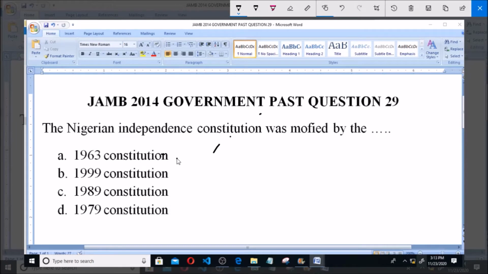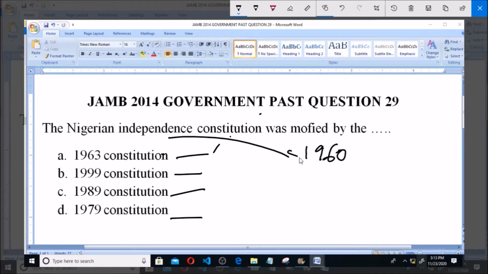Option A is the 1963 constitution, B is the 1999 constitution, C is the 1989 constitution, D is the 1979 constitution. And I want to talk of the independence constitution. The independence constitution came to be in 1960.